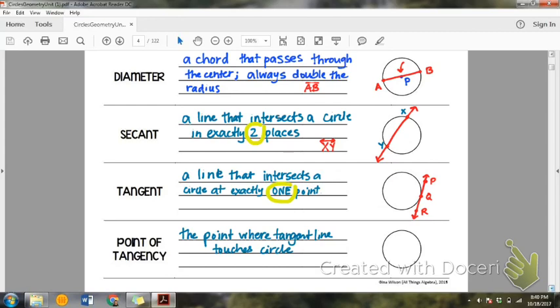So if I draw the exact same thing, here's point Q, P, R. My point of tangency is going to be point Q. Okay, that is the point of tangency. That's the point where it's touching the circle. Okay?